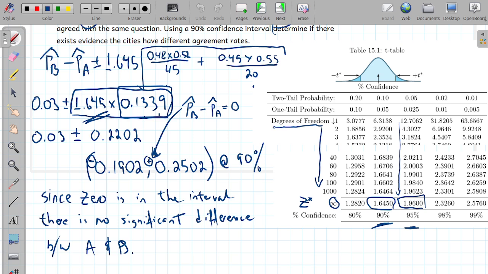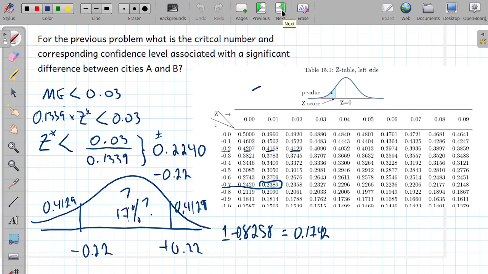Okay, so we had this times this. And back over here for a minute. All right, so margin of error was this thing times the critical number, had to be less than that. And this divided by that, yeah, no, that seems right, but let's check one more time.